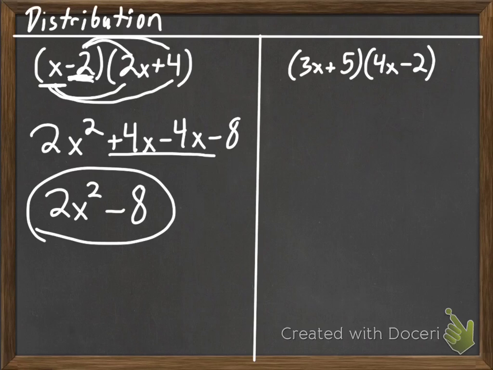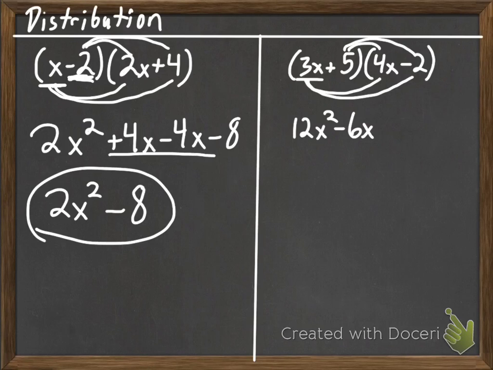Okay, now we have 3x plus 5 times 4x minus 2. Same idea, we're going to take the 3x times the 4x, 3x times the negative 2. 3x times 4x, 12x squared, 3x times negative 2, negative 6x. Then we take the 5, multiply that by the 4x, and then we take the 5 times the negative 2. 5 times 4x, positive 20x, 5 times negative 2, negative 10.